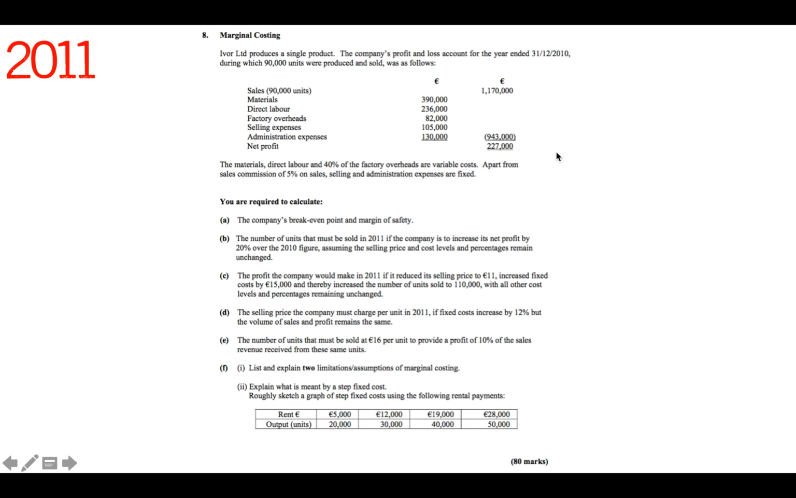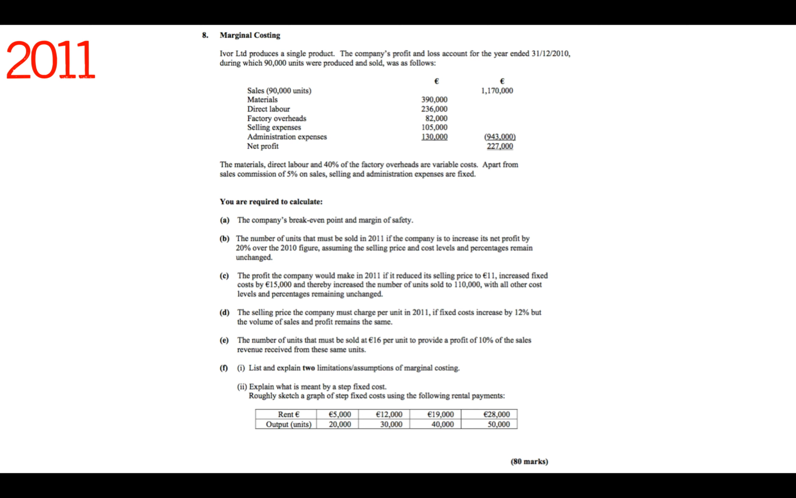So the materials, direct labour and 40% of the factory overheads are variable costs. Apart from sales commission of 5% on sales, selling and administration expenses are fixed. You are required to calculate A, the company's break-even point and margin of safety, B, the number of units that must be sold in 2011 if the company is to increase its net profit by 20% over the 2010 figure, assuming the selling price and cost levels and percentages remain unchanged.